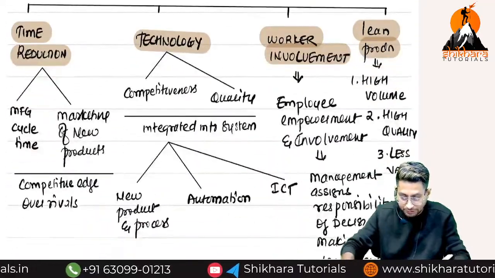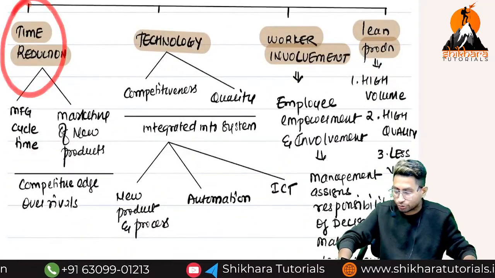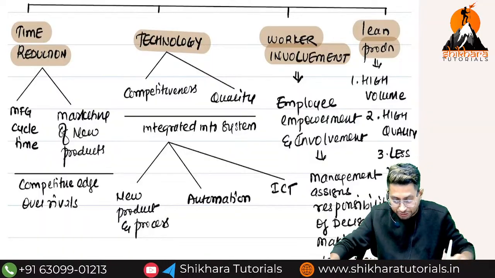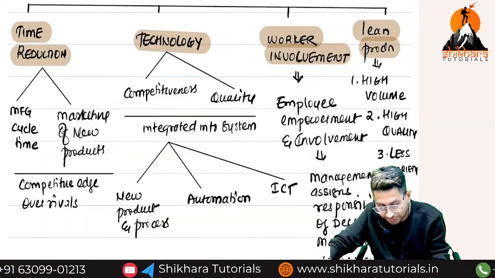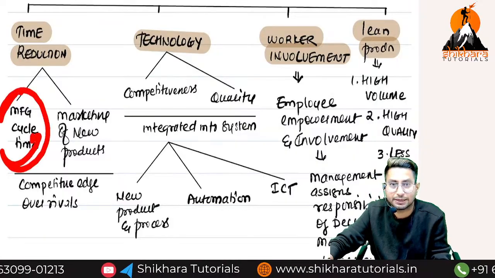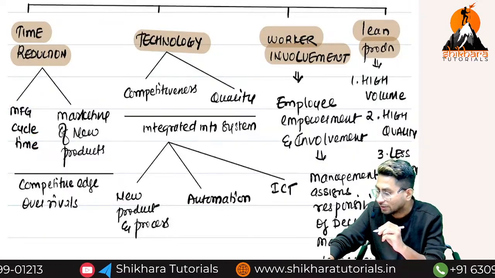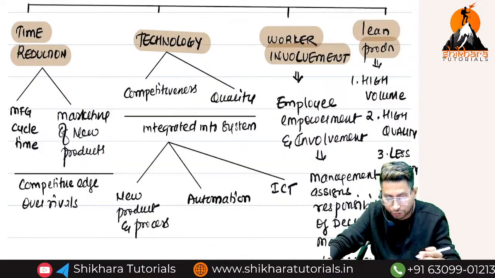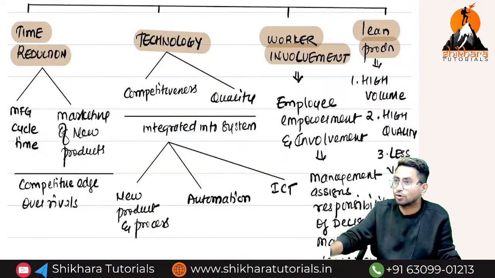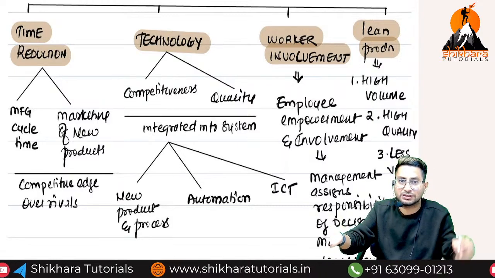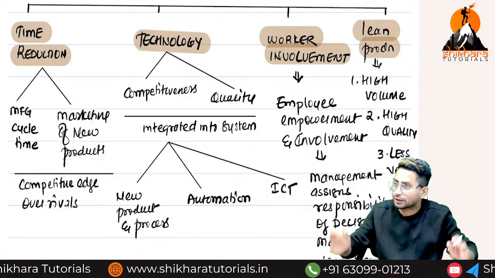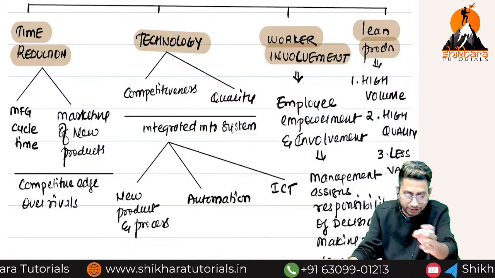Then time reduction. Should you take more time to deliver the product or less time? In time reduction, two things. Where should you reduce the time? Manufacturing cycle time. You should reduce what? Manufacturing cycle time. You should also reduce what? Marketing of new products. Don't take much time in marketing. Why? Because if someone else does marketing faster and better than you, even though your product is good, people will not buy.